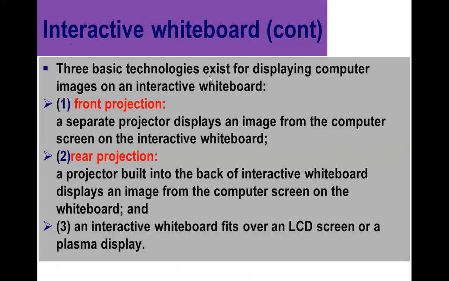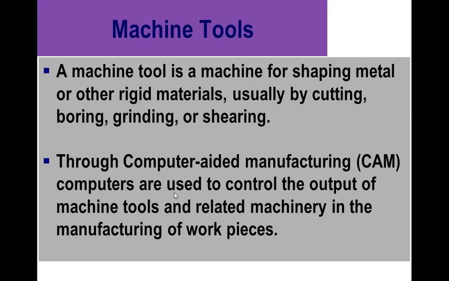So 3 basic technologies exist for displaying computer images on an interactive whiteboard. We have the front projection. A separate projector displays an image from the computer screen on the interactive whiteboard. We have rear projection. So a projector built into the back of the interactive whiteboard displays an image from the computer screen on the whiteboard, and an interactive whiteboard fits over an LCD screen or the plasma screen. Hope you remember the plasma screen and then the LCD screens.